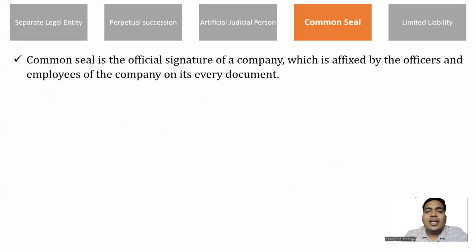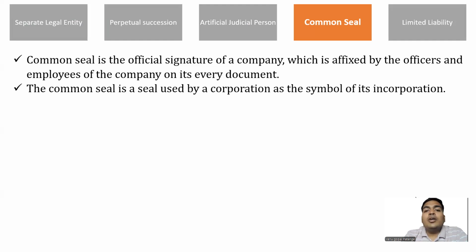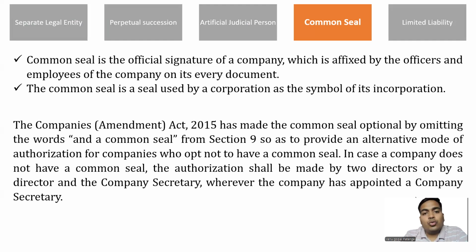The common seal is the official signature of the company, affixed by the officers and employees of the company on its every document. Natural persons provide their signature, whereas artificial persons like companies put the seal instead of a signature. Many contracts of a company will be affixed with this common seal by officers or employees. It is a seal used by a corporation as a symbol of its incorporation. There is an amendment in the Companies Act 2015 which says that the common seal is not mandatory but optional.